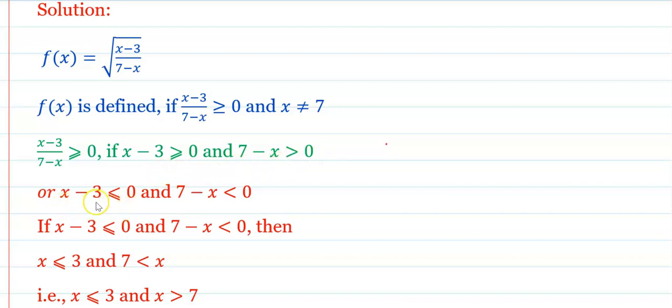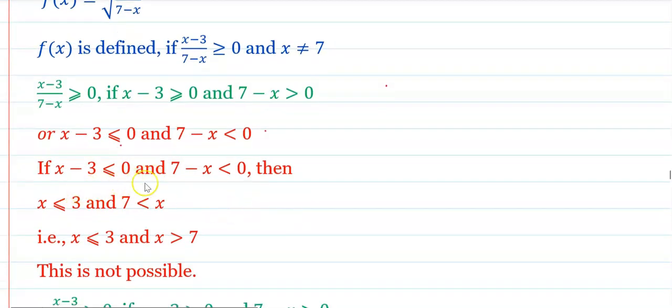Second, x minus 3 is negative and 7 minus x is also negative. Negative division will make positive. If x minus 3 is less than or equal to 0 and 7 minus x is less than 0, then what will happen? Add 3 on both sides, then x is less than or equal to 3. Add x on both sides, then here you will get 7 is less than x. That is, x is less than 3, and next x is greater than 7.